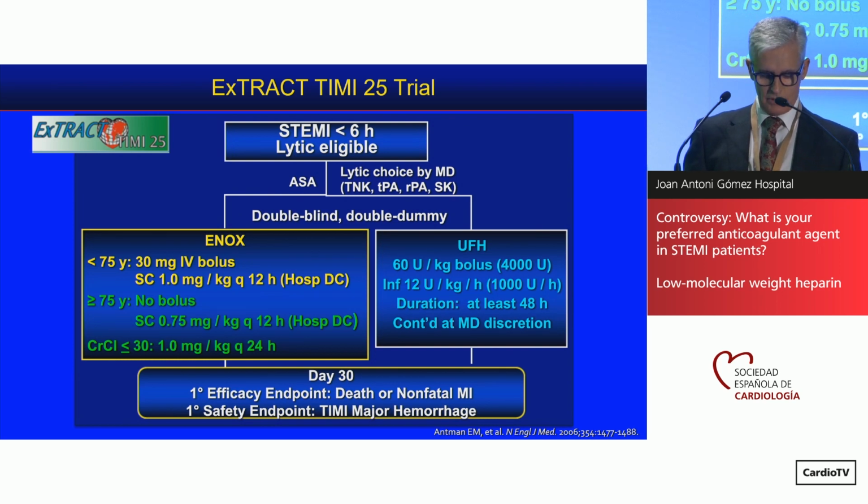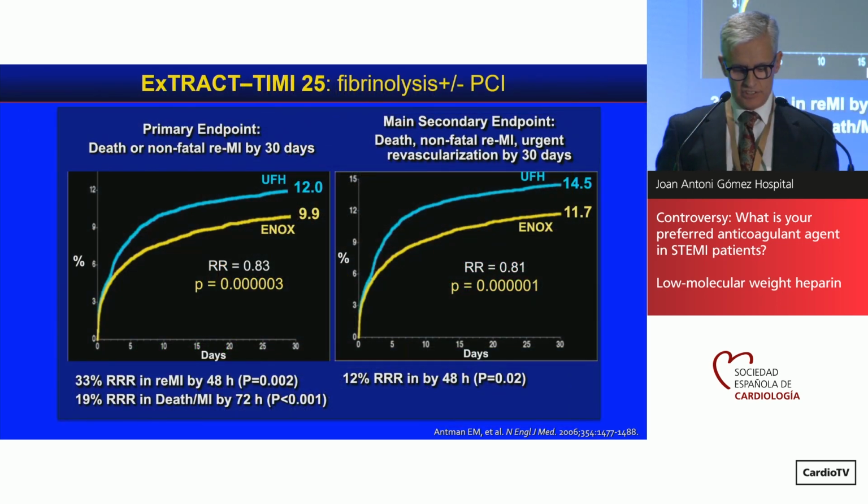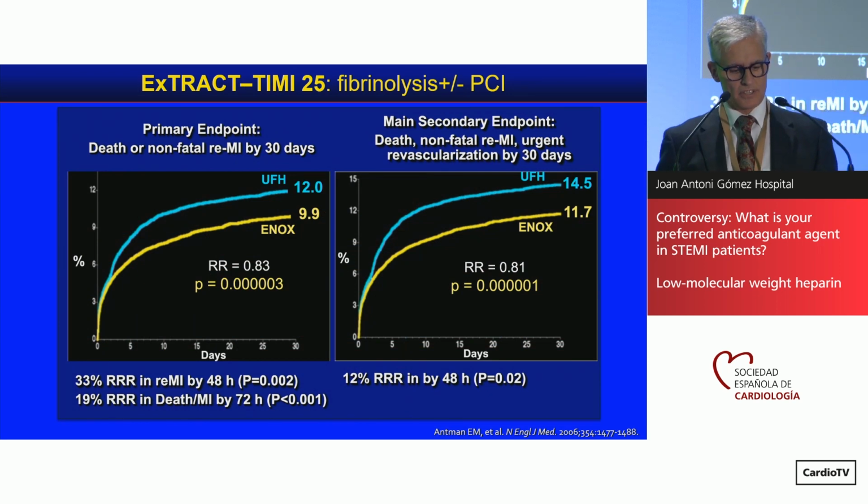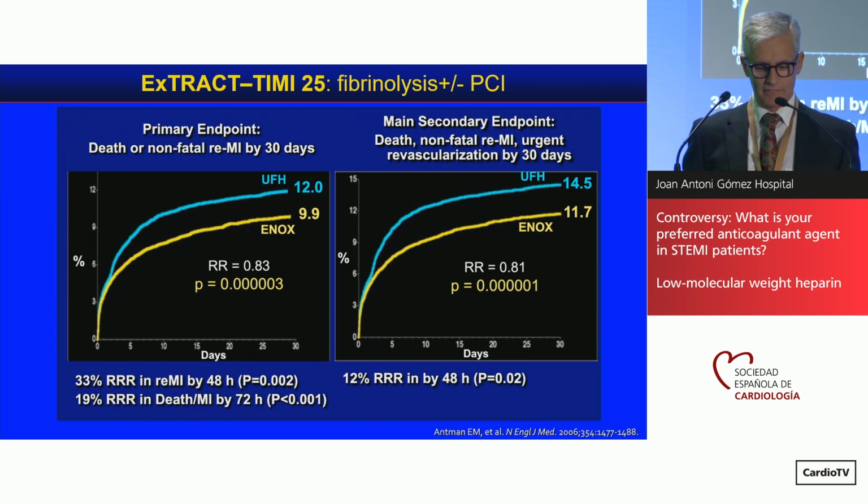The first efficacy endpoint was death or non-fatal MI at 30 days, and the primary safety endpoint was major hemorrhage. As you can see, there is a clear benefit in terms of reduction of ischemic events with enoxaparin compared with unfractionated heparin, from the primary endpoint of death or non-fatal MI at 30 days, even if there's death, non-fatal reinfarction, or urgent revascularization by 30 days.